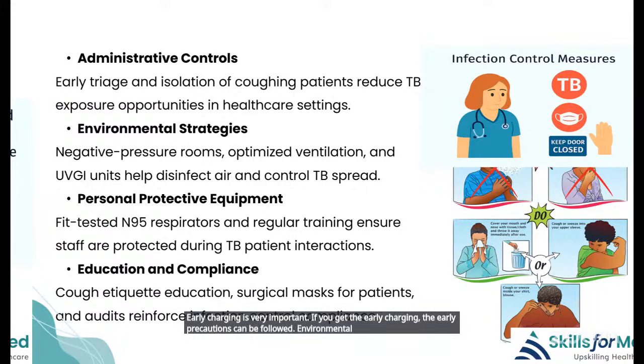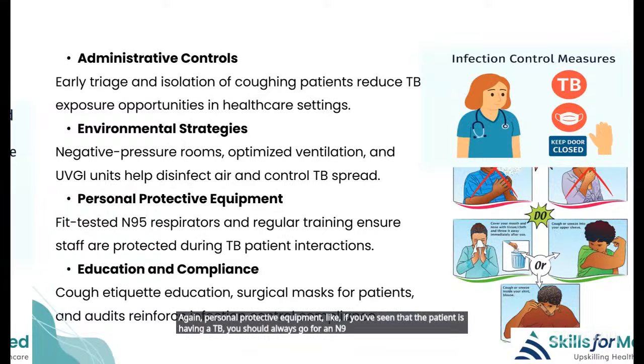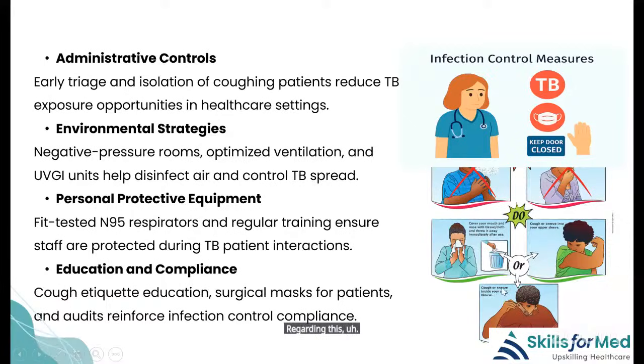Environmental strategies like negative pressure room, optimized ventilation, and HEPA filter validation should be regularly monitored for any deviation, so that the environment of your unit is well maintained. Even if there is an isolation facility, if it is not working, it is of no use. So regular maintenance and regular checks are very important. Again, personal protective equipment: if the patient is having TB, you should always go for an N95 mask, follow barrier precautions, and always go for the fit test. And as I already told, you should always educate patients and yourself regarding coughing measures.